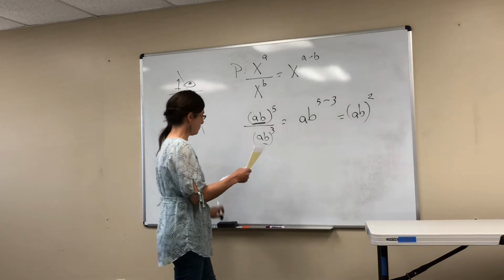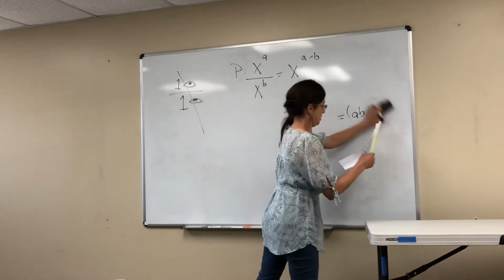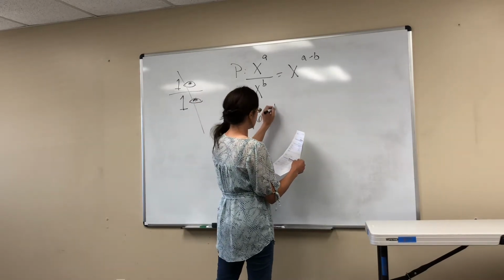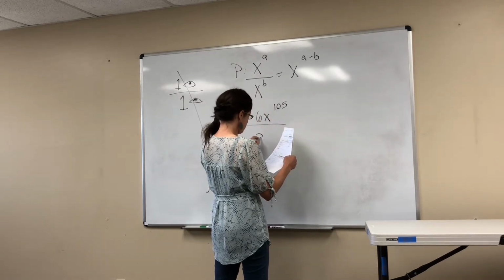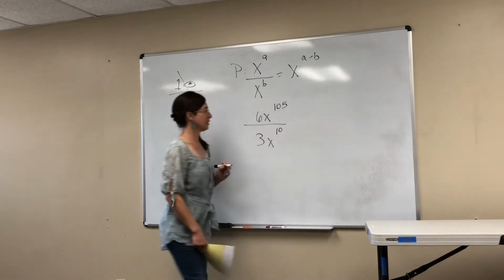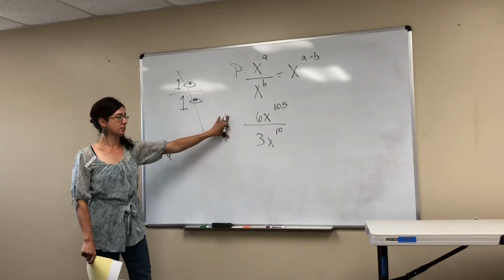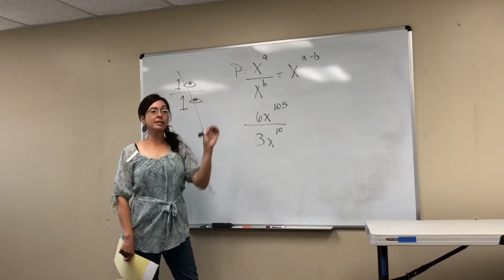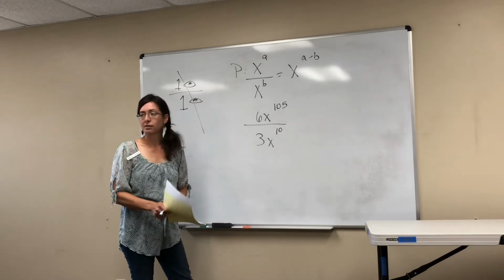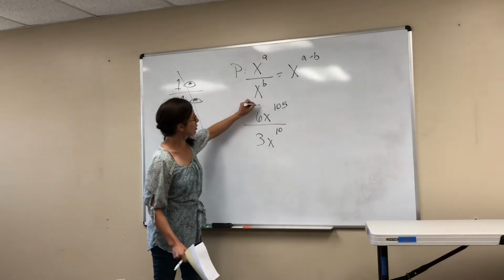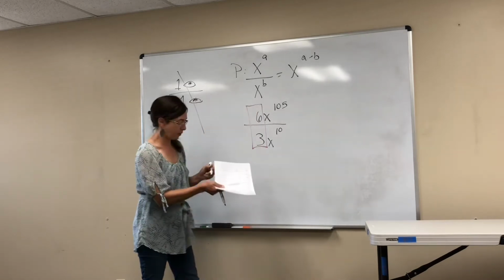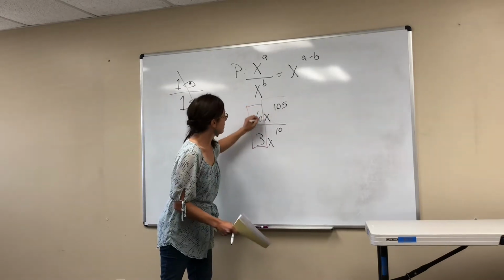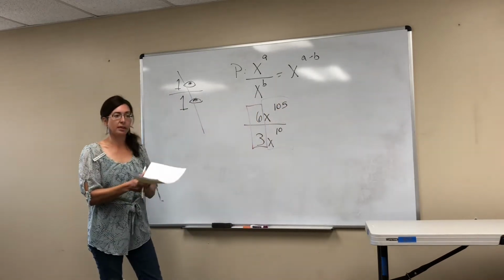Okay, let's do another example. Let's do that next one in the middle on the bottom. So we have 6x to the 105th over 3x to the 10th. So we want to simplify this. Okay, that's the whole point. This is called simplification. We can only deal with things that are in the same family. So in this case, we have different families. We have a coefficient family and we have a variable family. We have to do them separately.